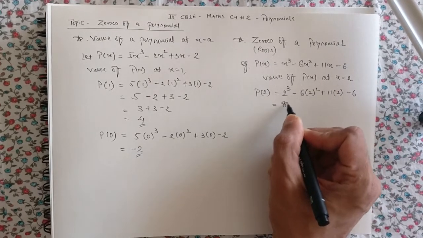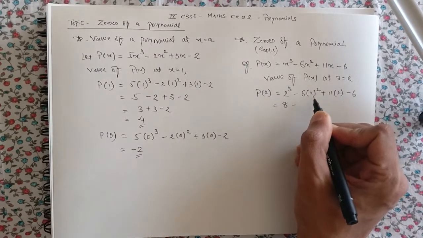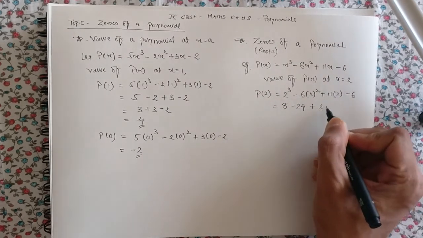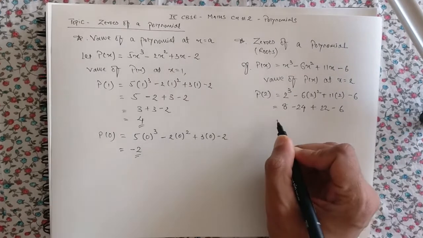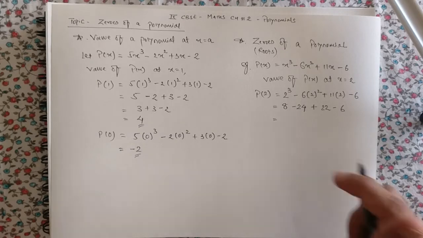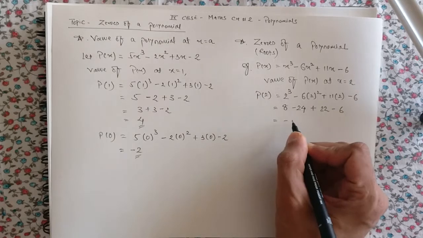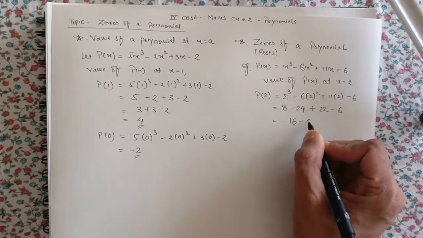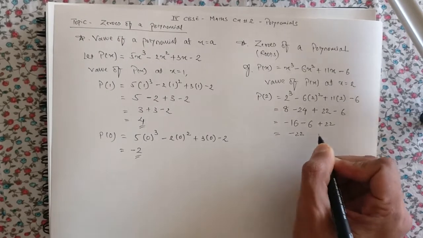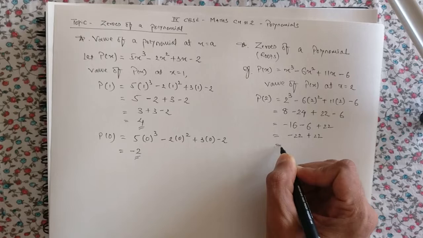What is 2 cube? 8. 2 square is 4. 4 6s are 24 plus 11 2s are 22 minus 6. 8 minus 24, I'm sorry, 8 minus 24 is minus 16. Minus 6 plus 22. Minus 16 minus 6 is minus 22 plus 22. It gives you 0.